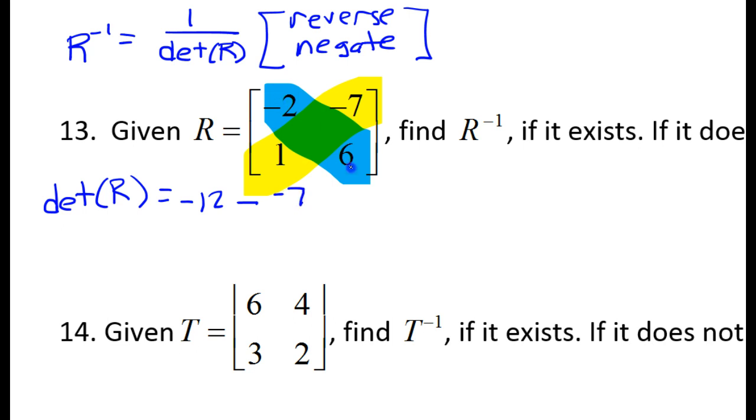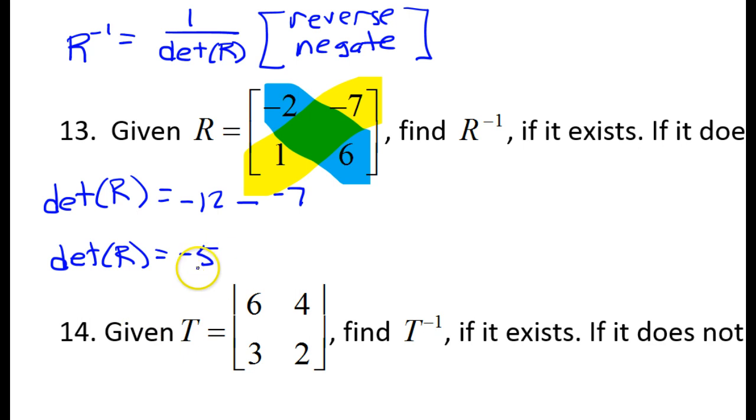When I say down diagonal, hopefully you can see that I multiply the down diagonal and I multiply the up diagonal, and then I subtract those two. So negative 12 minus negative 7. Now, when you subtract a negative number, you must add. So this is really the same thing as negative 12 plus 7. So that's why the determinant is going to be negative 5.